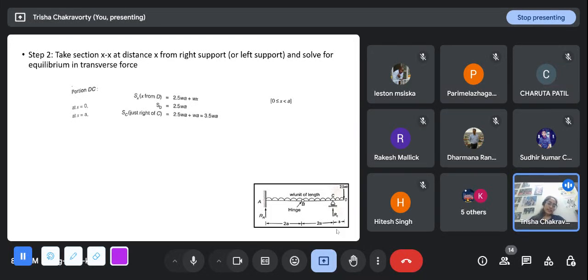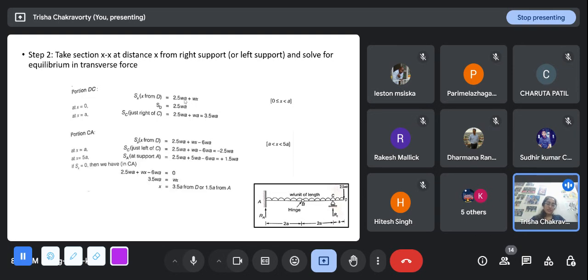Okay. So in DC, if I take X from the right support, the shear force will be 2.5 WA. This will be plus, though it is in the downward direction, because in shear force convention, when we are coming from the right side, downwards is positive. So 2.5 WA, and since this is also downward and I have encountered X length of this W, so WX is the magnitude in the positive direction. It will be 2.5 WA plus W into X. So at D, X is 0, so the shear force is 2.5 WA itself. And just to the right of C, the X is A, so this is 3.5 WA.